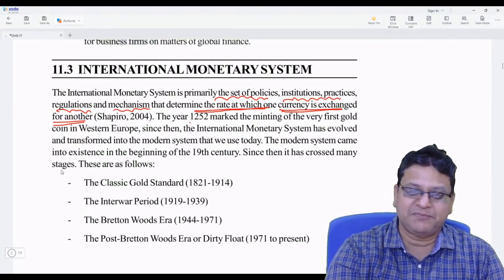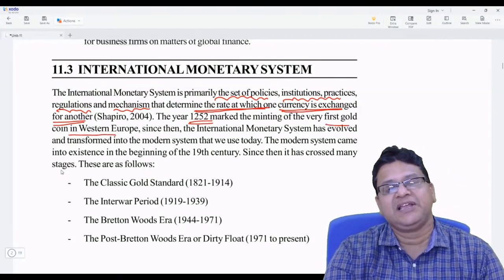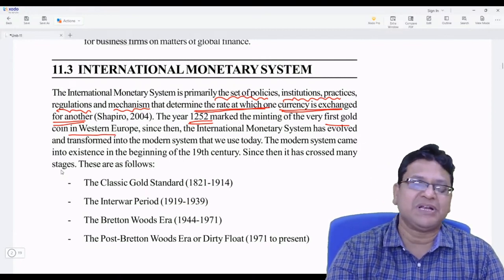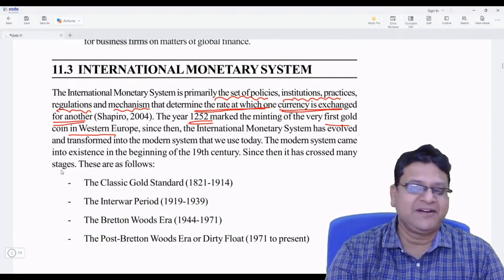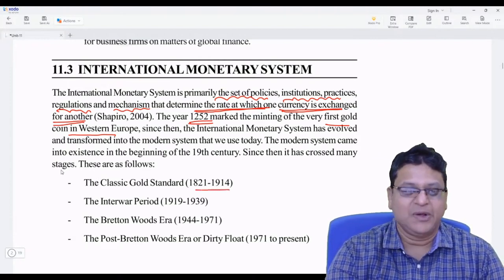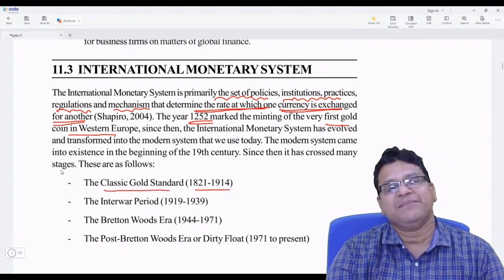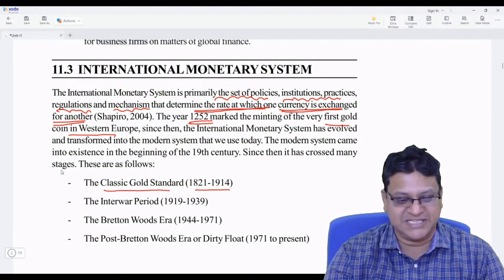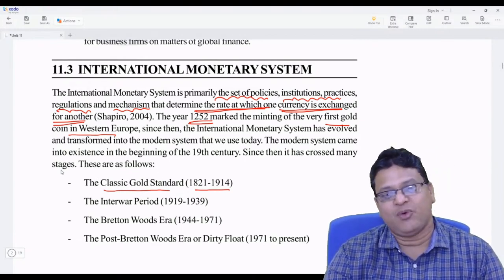Friends, from 1252, where first gold coin was minted in Western Europe, till date, there are many changes in international monetary system. We will study those from 1821. In 1821 to 1914, we followed a standard for determining the exchange rate between currencies of the world, that is known as classical gold standard. What is classical gold standard? And the classical gold standard was interrupted at World War I.